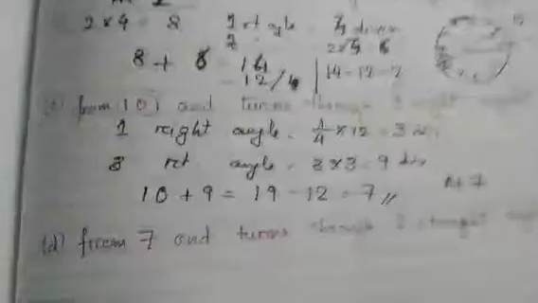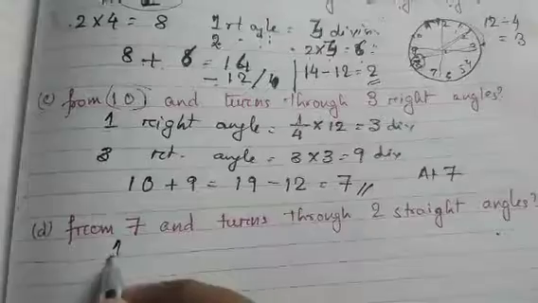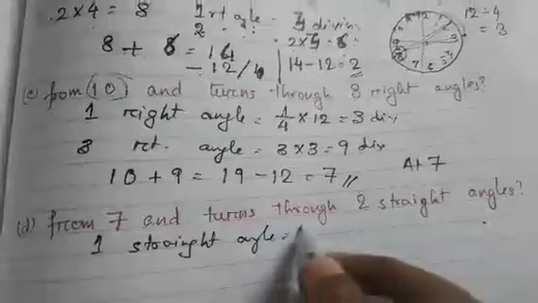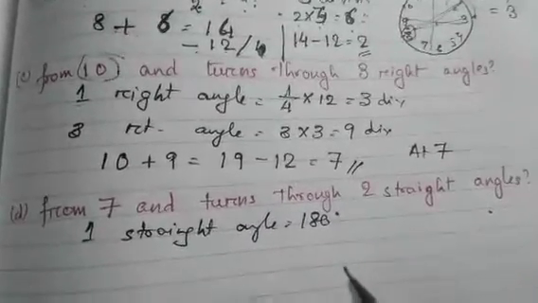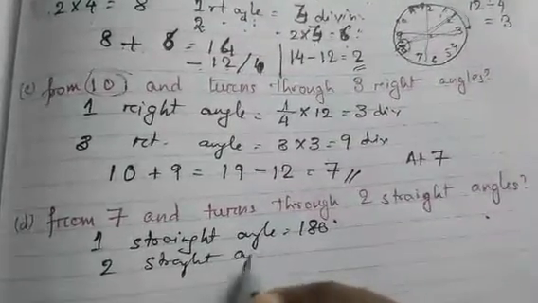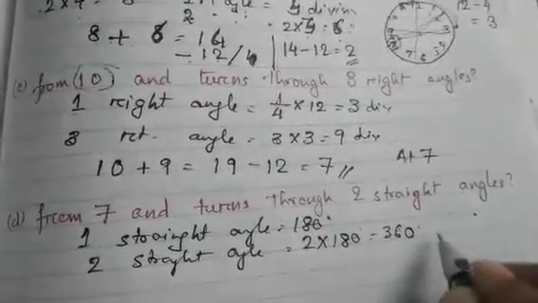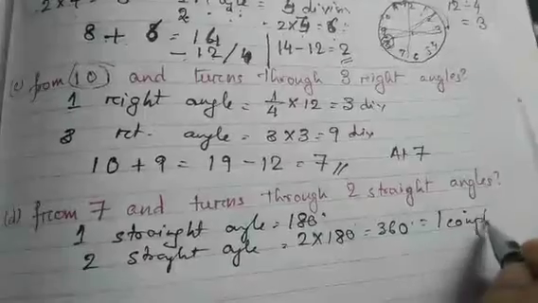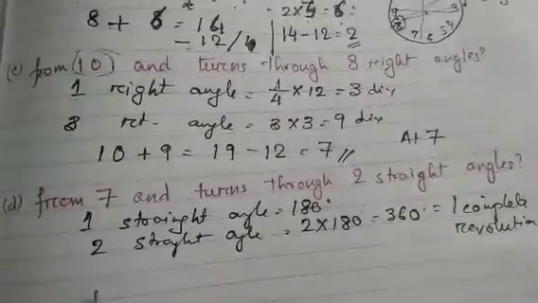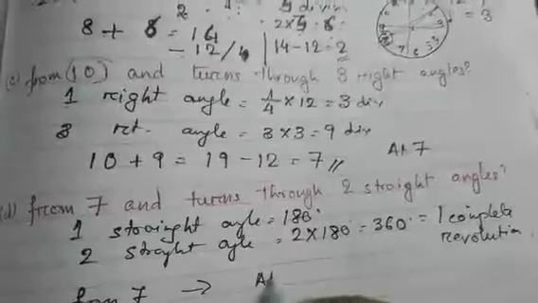Okay. Next, from 7, 2 straight angles. So 1 straight angle is how much? One straight angle is 180 degrees. Okay. So two straight angles is 2 into 180, that is 360 degrees. That is one complete revolution. So from 7, if I have one complete revolution, it will end at 7.